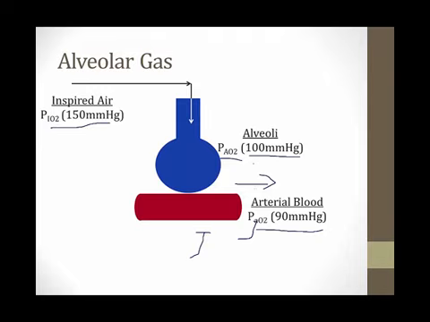And the reason it's lower than the 100 millimeters of mercury in the alveoli is because there is some mixing of blood that does not pass through the alveoli. We have some blood vessels in the lungs that travel through the lungs. They do not go past the alveoli, and they mix with the blood coming from the alveoli, and thus you get a slightly diluted and slightly lower oxygen concentration in the arterial blood of 90 compared to 100 in the alveoli.